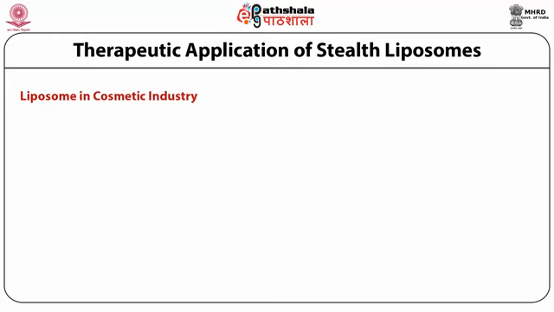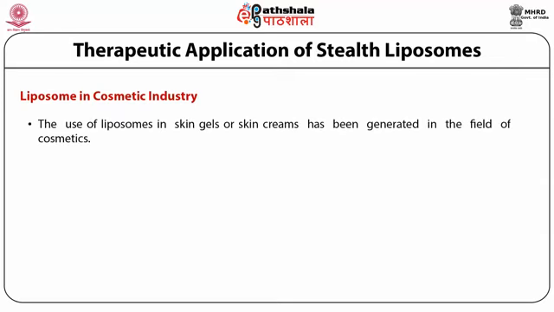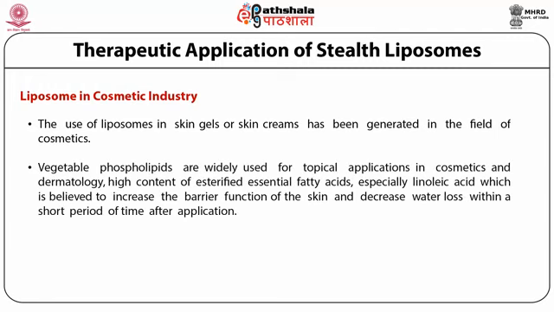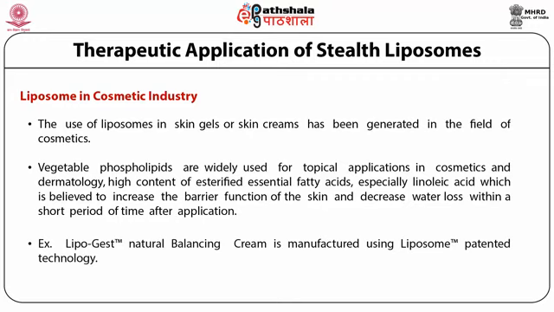Liposomes in the cosmetic industry. The use of liposomes in skin gels or skin creams has generated interest in the field of cosmetics. Vegetable phospholipids are widely used for topical applications in cosmetics and dermatology. They have a high content of esterified essential fatty acids, especially linoleic acid, which is believed to increase the barrier function of the skin and decrease water loss within a short period of time after application. For example, Lipogest, which is a trademark, a natural balancing cream, is manufactured using liposomes by a patented technology.